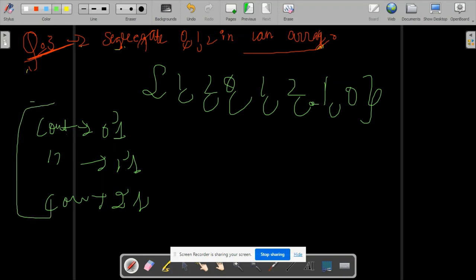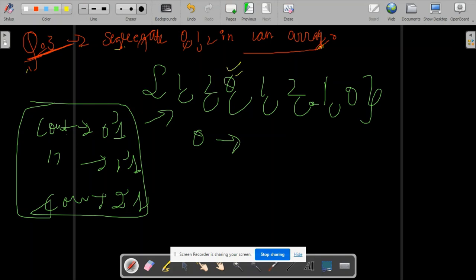So count zeros, how many zeros are there in this array? How many ones are there? How many twos are there? Can you count it with me? Two zeros are there. How many ones are there? One, two, three. Three ones are there. How many twos are there? Two twos are there.